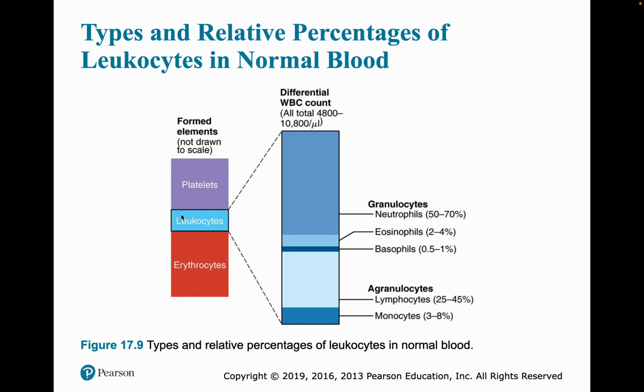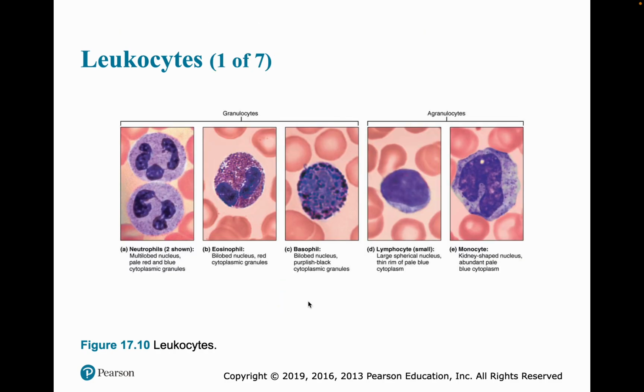So this is a representation of that buffy coat, and within that buffy coat you would have the granulocytes, the eosinophils, the basophils, and the agranulocytes. So here are some granulocytes: a neutrophil, an eosinophil, a basophil. The agranulocytes are the lymphocytes. We don't know if this is a T or a B. And the monocyte.